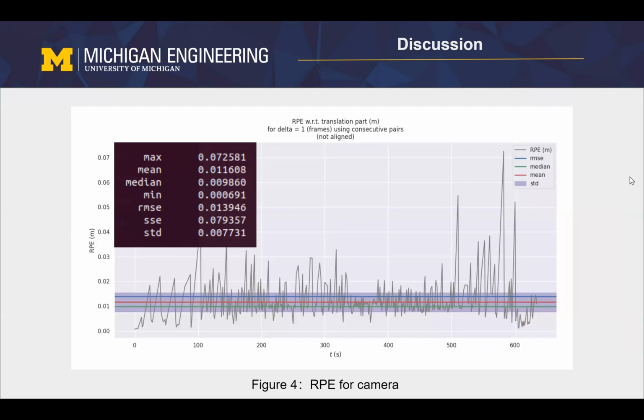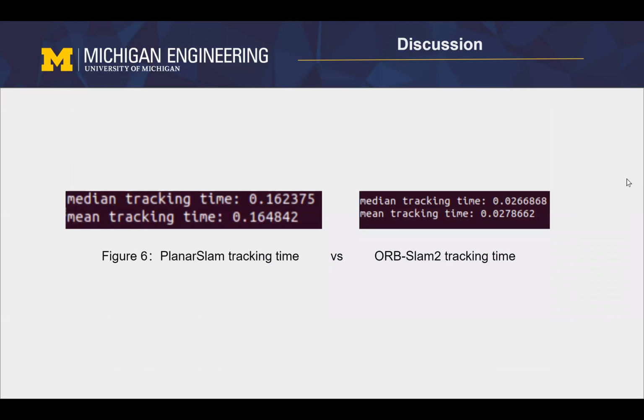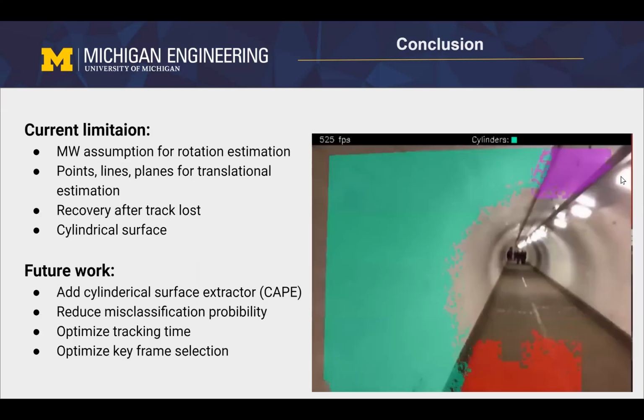And the following two figures show the relative pose error between camera trajectory, keyframe trajectory, and ground truth. Basically, the RPE is around 0.8%. In addition, compared with ORB-SLAM, the tracking time of PlanarSLAM is larger because it extracts features from higher dimensional levels, while the cost is to sacrifice more time. In conclusion, our RGB-D SLAM system achieved the state-of-the-art performance with acceptable relative pose error.